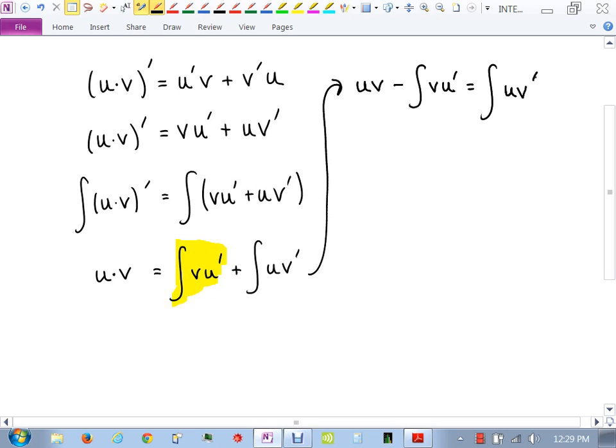Everyone okay with that? Now all I'm going to do is just, I'm not really rewriting, I'm just changing the order. I'm flipping over the equal sign. So whatever's on the right side is now on the left, whatever's on the left is now on the right.